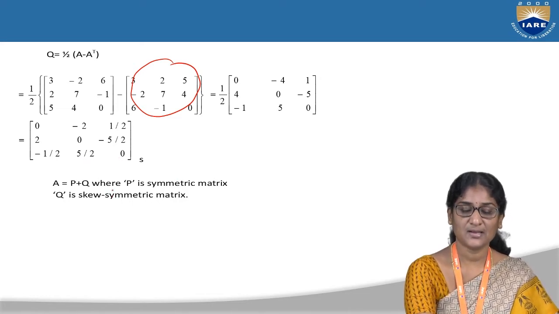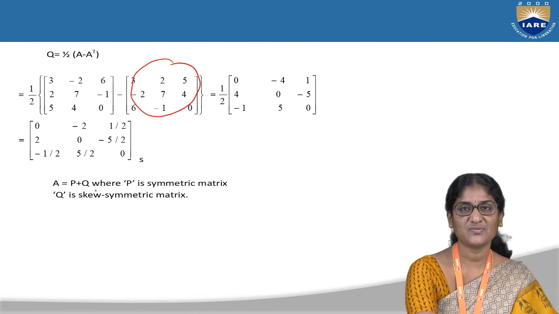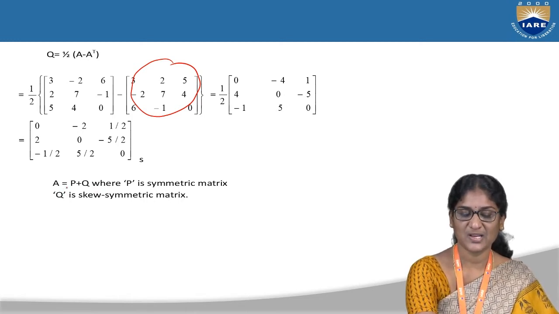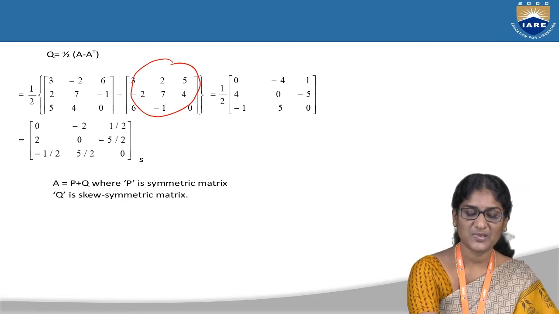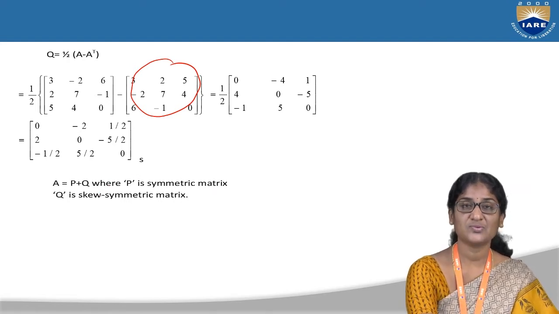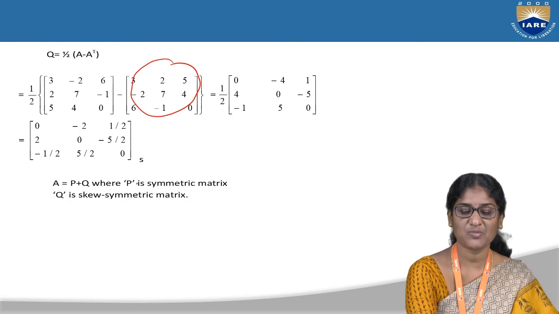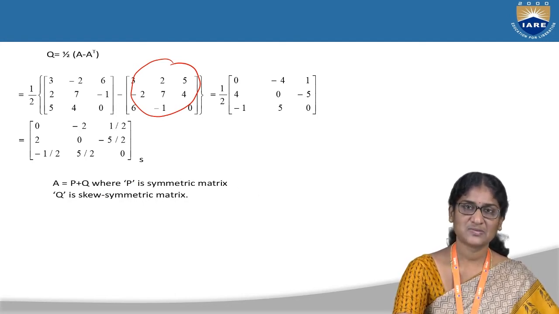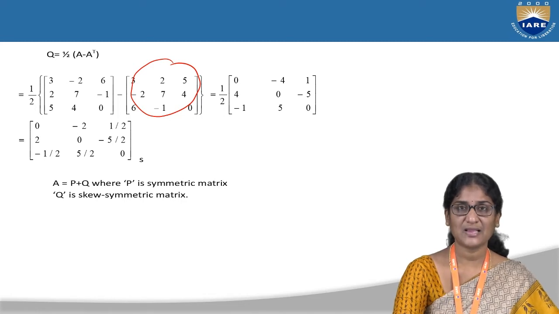And where P, and you all know that P plus Q, the sum of the symmetric and skew symmetric matrix, is again a square matrix, capital A, right? Okay, where P is symmetric and Q is skew symmetric. And this problem also proves that every square matrix can be written as a sum of symmetric and skew symmetric matrices uniquely.